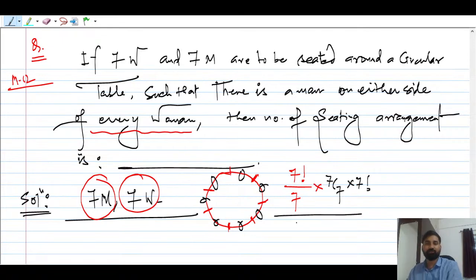So the answer is 6 factorial into 7 factorial. This is the answer.